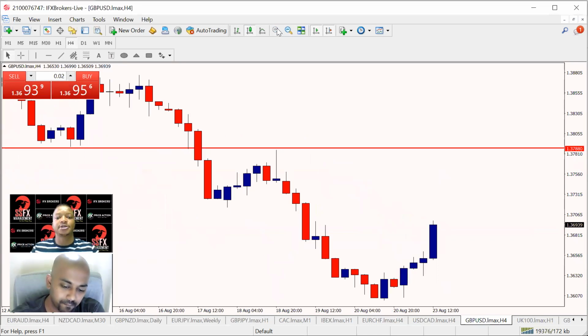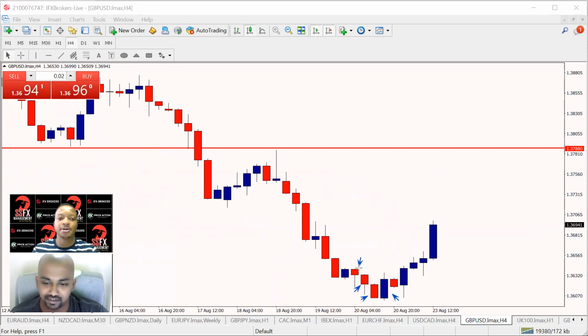For an example, we have this one here, number 1 example. If you don't agree with me, just tell me that you don't agree. Look at the body of this candlestick here. It's bigger than this one and this one and this one. I'm talking about the body, not the tails, remember?